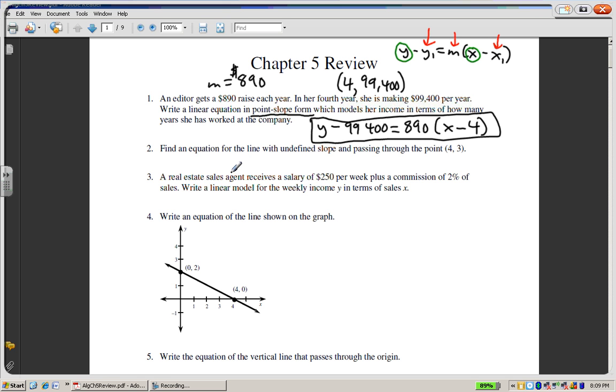Next, find an equation for the line with undefined slope passing through this point. It's very important to think: an undefined slope, you'd think this has a slope of 0, so that does not have an undefined slope. This has an undefined slope. Well, if you look at your coordinate plane, this is the x-axis, this is the y-axis. You can kind of notice that they are sort of inverses of each other.